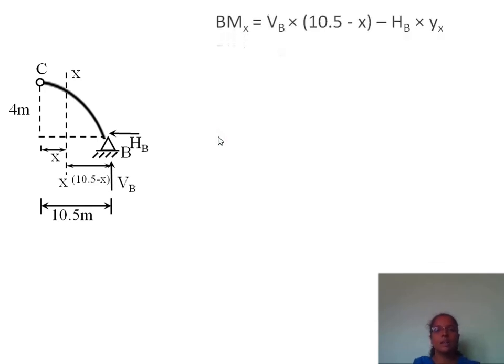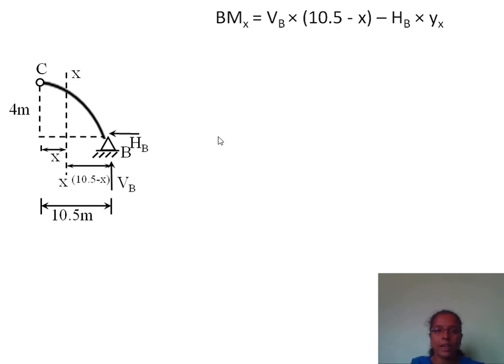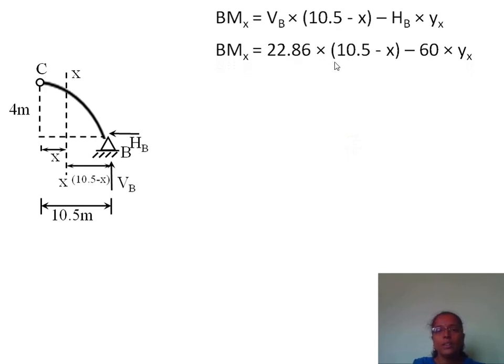Now we will write the equation for bending moment at any section X. Bending moment at section X is VB into 10.5 minus X, minus HB into YX. VB value is 22.86 into 10.5 minus X, minus HB, which is 60, into YX. So YX is the unknown.